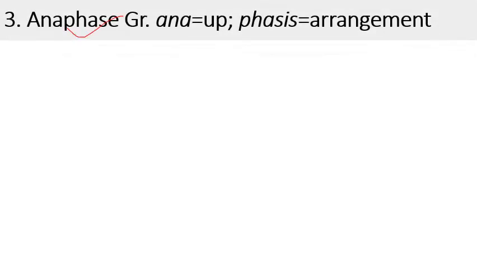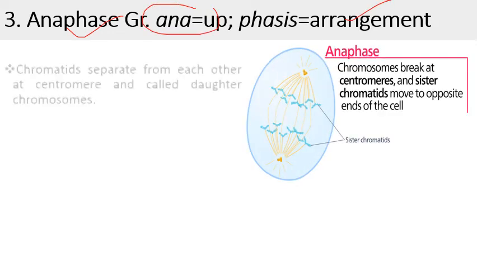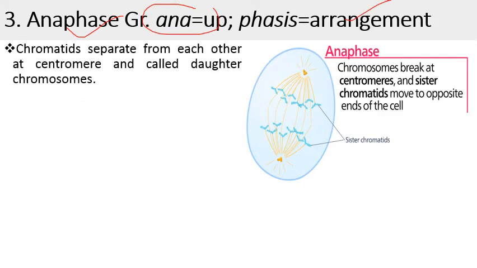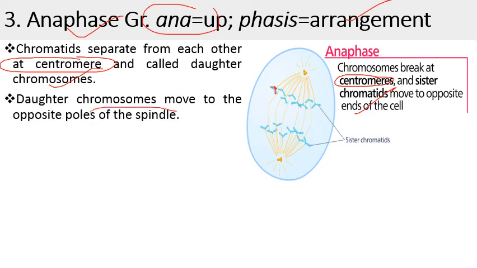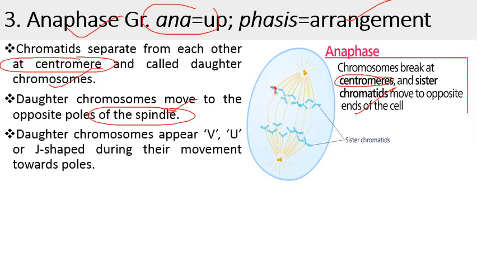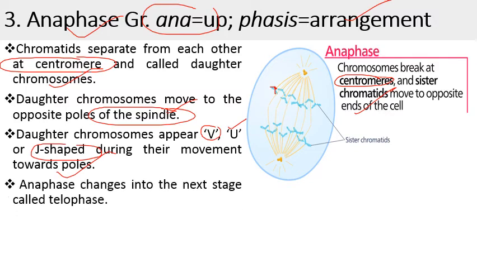Next comes the anaphase. Ana means up, phase means arrangement. Here chromatids separate from each other at the centromere and are called daughter chromosomes. यहाँ पे जो chromosomes हैं वो center से centromere के breakdown से दो parts में divide हो जाते हैं. Here the chromosome breaks at the centromere and the sister chromatid moves to the opposite end, that we can see in this animated photograph. So जो arms हैं, ये opposite pole में move करती हैं. Daughter chromosomes move to the opposite poles of the spindle. Daughter chromosomes appear V, U or J shaped during their movement towards the poles. And anaphase changes into the next stage called telophase.